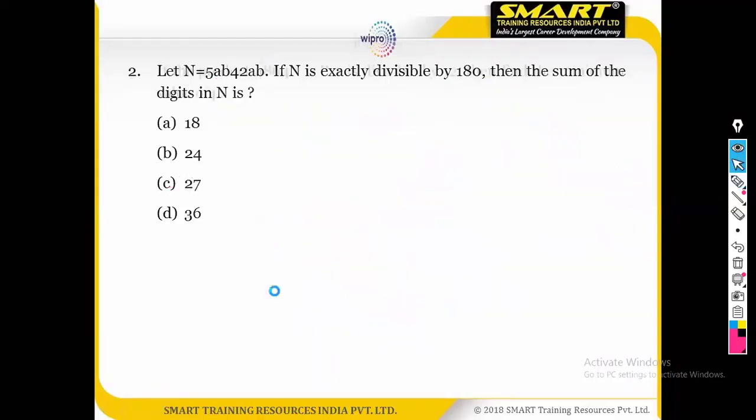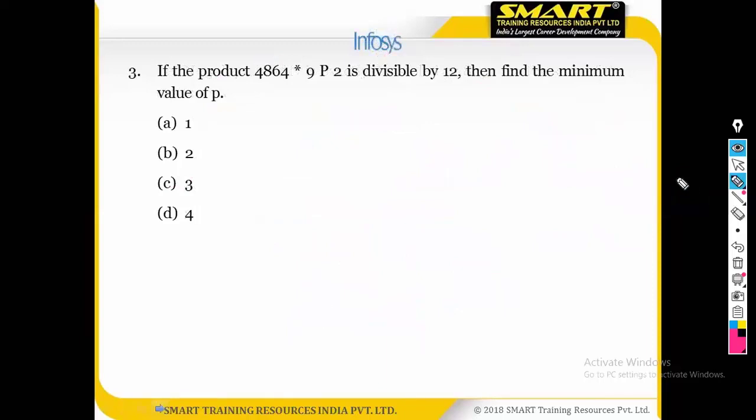Next, question number 3. So guys, this number is divisible by 12, which means this number is divisible by 4 as well as 3. First we can use the divisibility rule of 4. Any number is divisible by 4 means the last 2 digits must be divisible by 4. So I can choose from the options. If I choose 4, 42 will not be divisible by 4, and then you can choose 3.